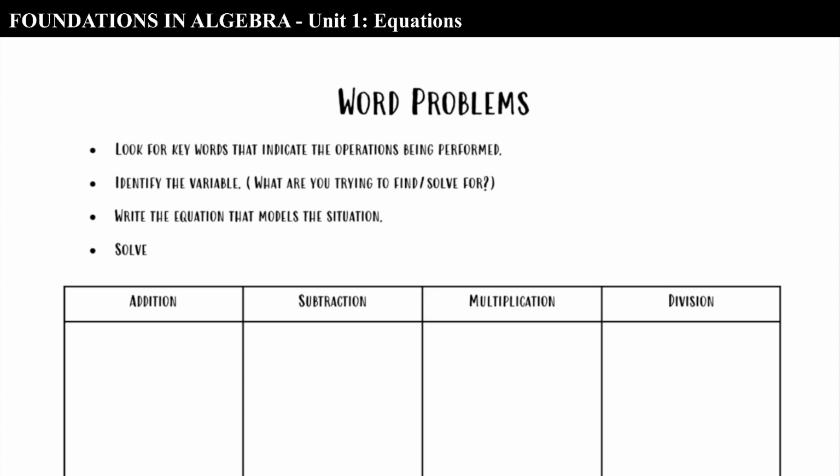So when we talk about word problems, we're talking about more real-life situations where we have some sort of algebra problem that we're going to solve. Now, to do this, you're going to need to look for keywords that indicate the operations being performed. You'll need to identify the variable. What are you trying to find? What do we not know? And then we're going to write an equation that models the situation. And then we'll solve it from there.